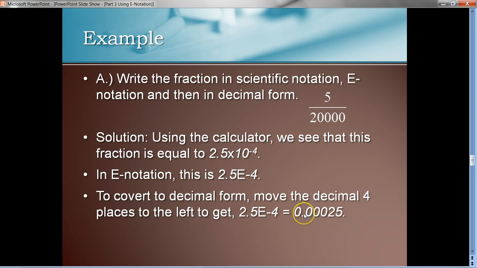So in decimal form, we have a decimal point, then to the right of that 3 zeros, and then the 2 and the 5. That is 5 20,000ths written in decimal form, also in scientific notation, and finally in E notation, the exponential notation. Let's review one more time. Here's the E notation. It says negative 4, so we start at 2.5, where the decimal is at A, so to speak, and move 1, 2, 3, 4 places to the left.